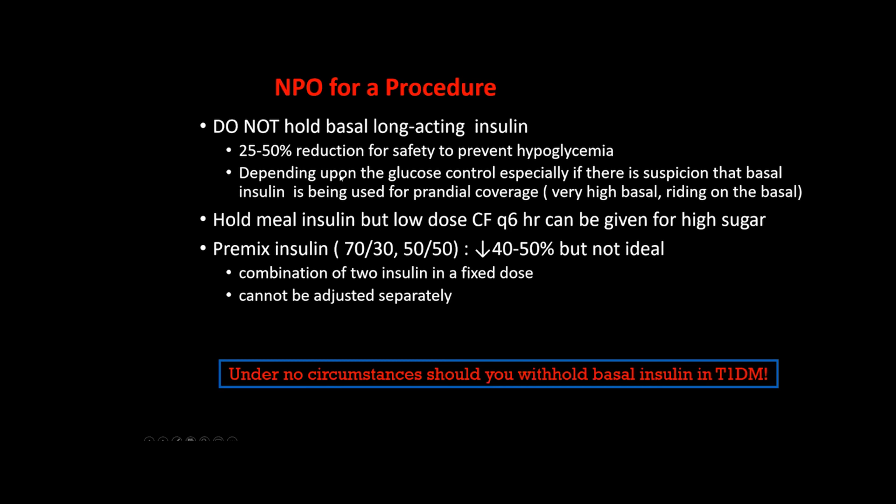Especially if there is a suspicion that basal insulin is being used for prandial coverage, let's say your basal insulin is like 80 units and then prandial insulin for the entire day is like 20 or 30 units. So you are very heavy on the basal insulin, it is not 50-50 or 40-60. In that case you might want to cut down the basal insulin by 50%. If you're very confident that your basal insulin is a good dose, you can adjust by only 25% for safety reasons, and then you can hold the mealtime insulin but still continue the correction insulin, regular insulin every 6 hours or aspart every 6 hours.